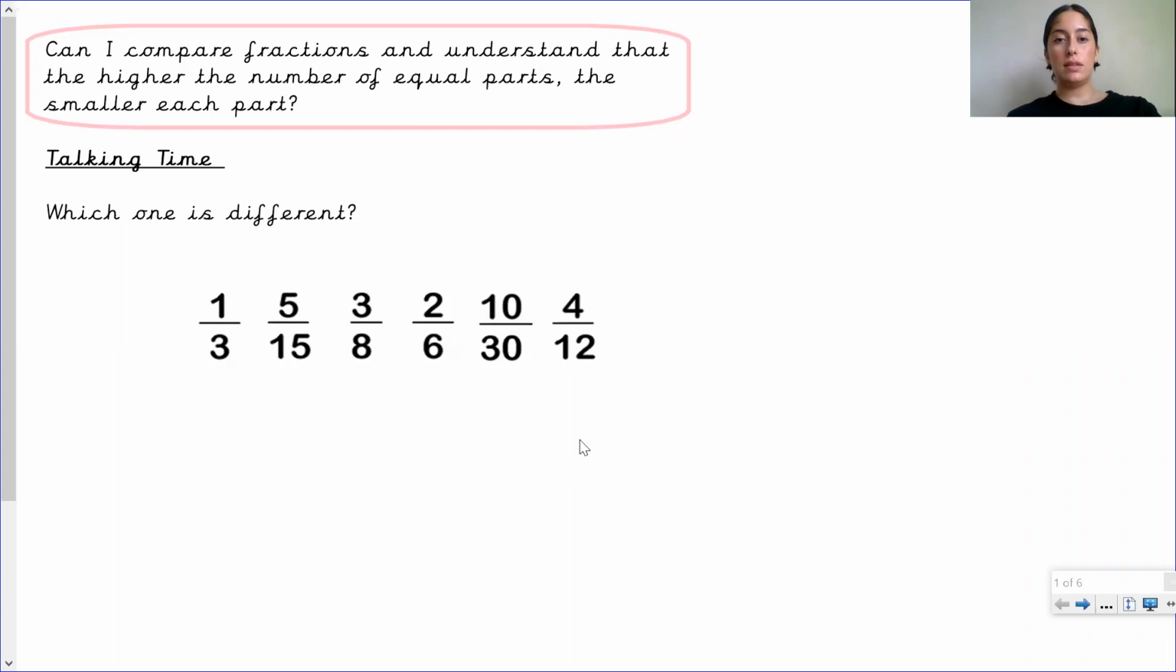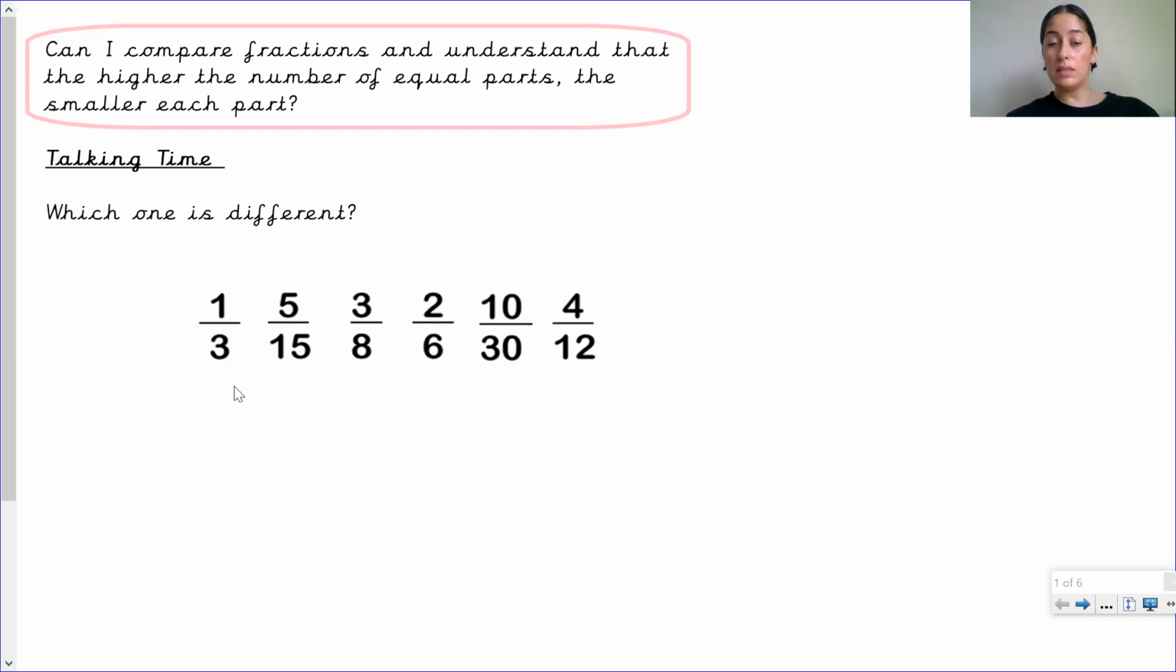In today's lesson, our learning objective is, can I compare fractions and understand that the higher the number of equal parts, the smaller each part? Okay, the first activity is something for you to discuss.